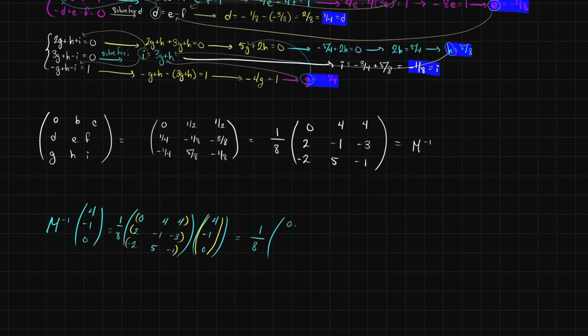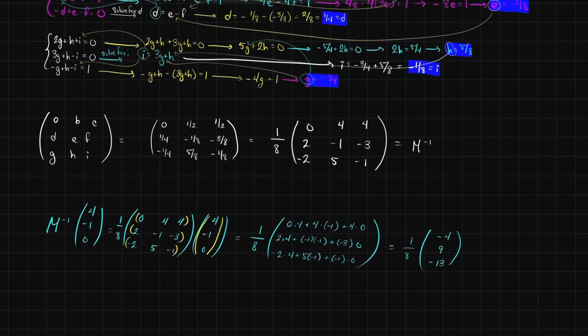The first one's going to be 0 times 4 plus 4 times negative 1, and then plus 4 times 0. And then the second row against the vector will be 2 times 4 plus negative 1 times negative 1 plus negative 3 times 0. And finally, negative 2 times 4 plus 5 times negative 1 plus negative 1 times 0. If I go ahead and simplify all of that, I have 1/8 times 0 minus 4 plus 0. I have negative 4. Then I have 8 plus 1 plus 0 is 9. Then I have negative 8 minus 5 plus 0 is negative 13.